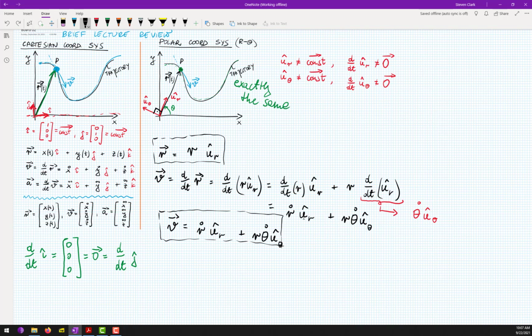Okay, great. And now acceleration is again the same definition. It's the first time derivative of velocity. Please look at your lecture notes to see how to derive it, and if you derive it correctly, you should end up with something like this, if I remember correctly: r double dot minus r theta dot squared, ur, plus 2 r dot theta dot plus r theta double dot, u theta.